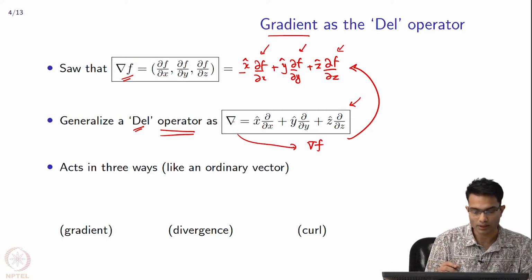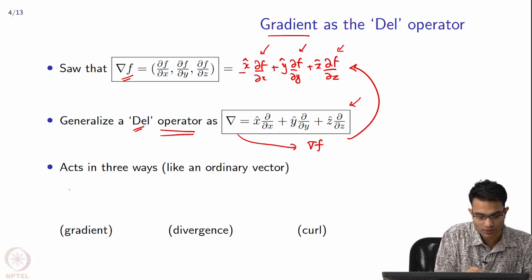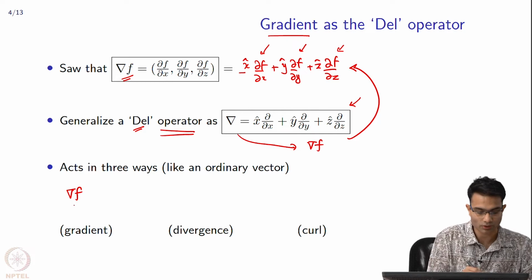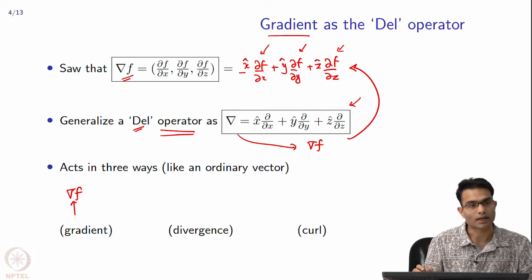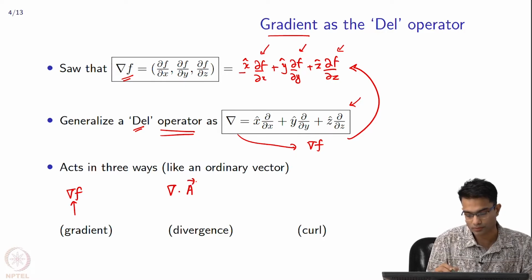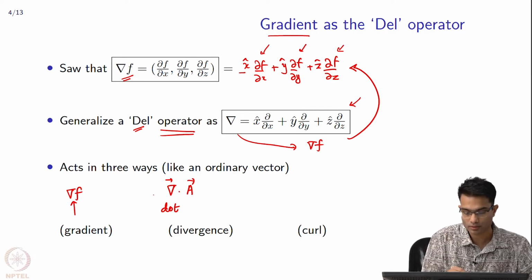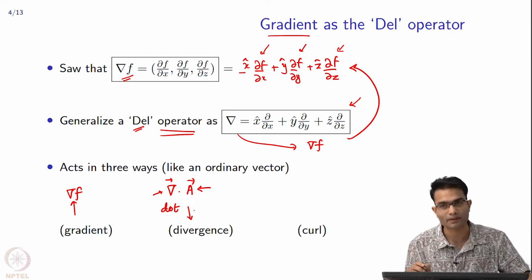For example, we know that the gradient is there, and I can take the dot product between 2 vectors. So, first, acting on a scalar function, this is called the gradient. Divergence: this is taking the dot product between 2 vectors. This is a vector, this is a vector, I can take the dot product, but when one of these is the del operator, this act is called the divergence of the vector.